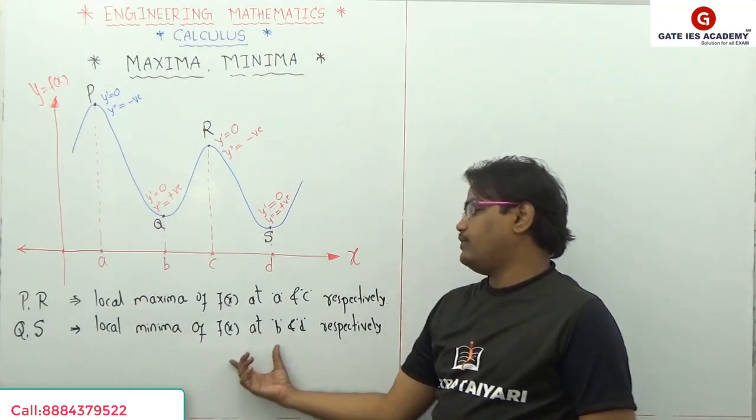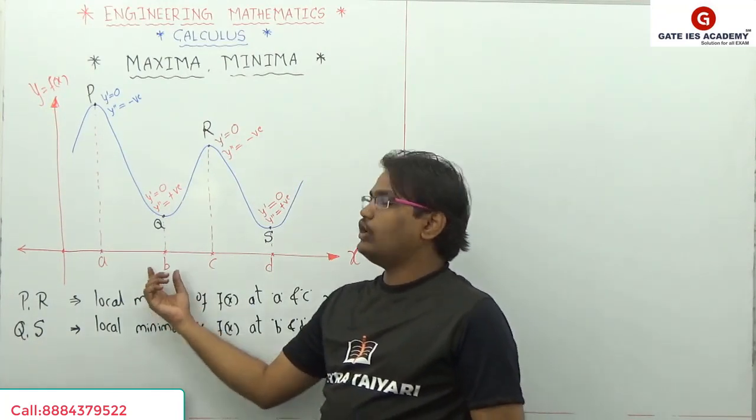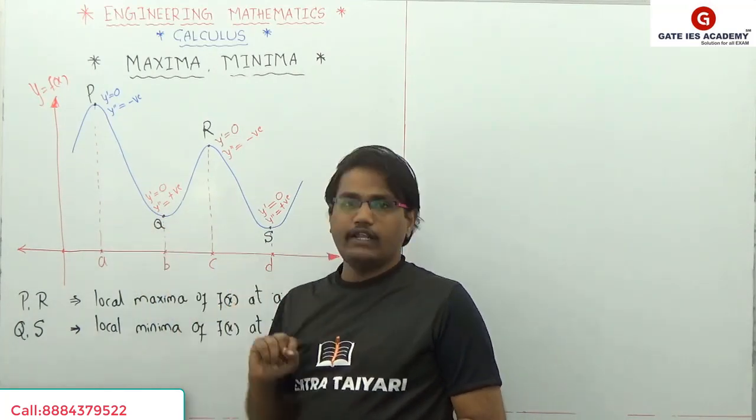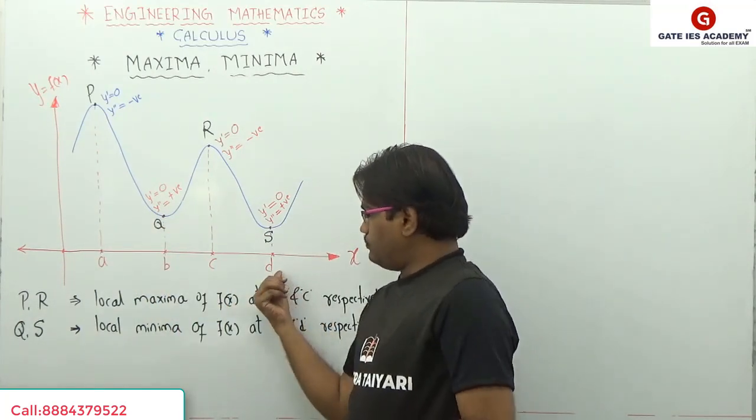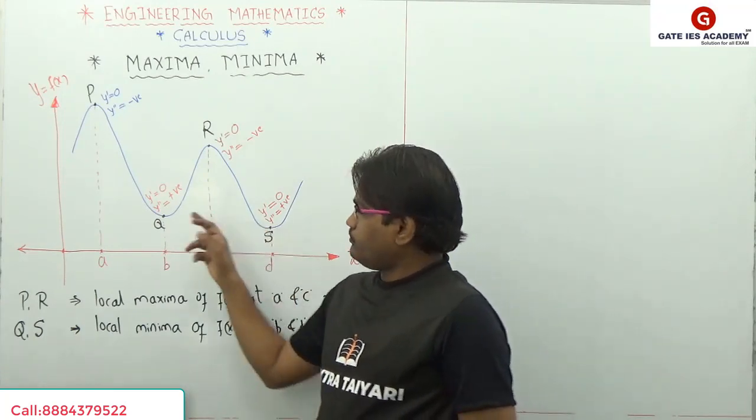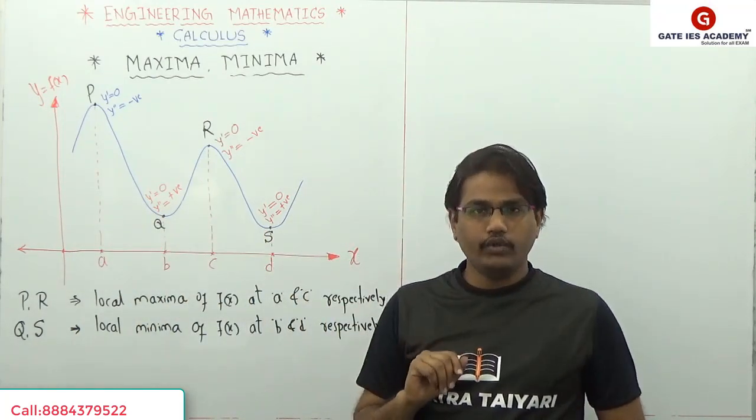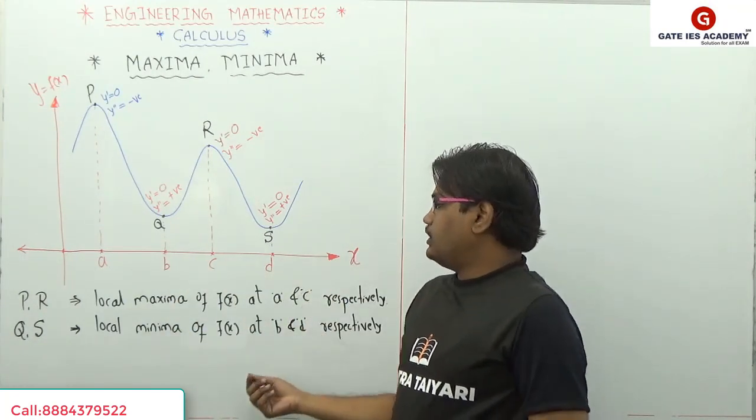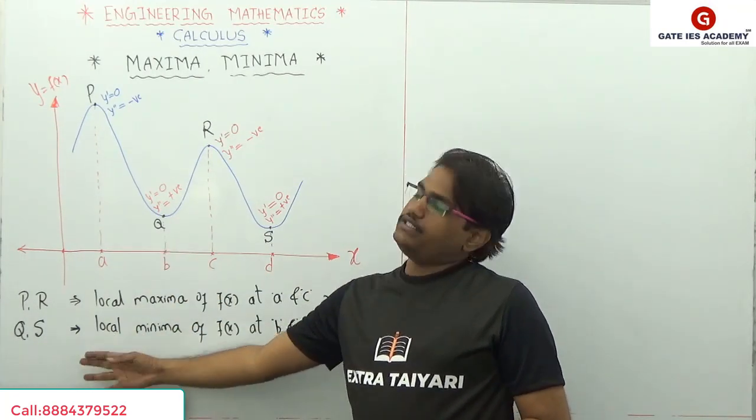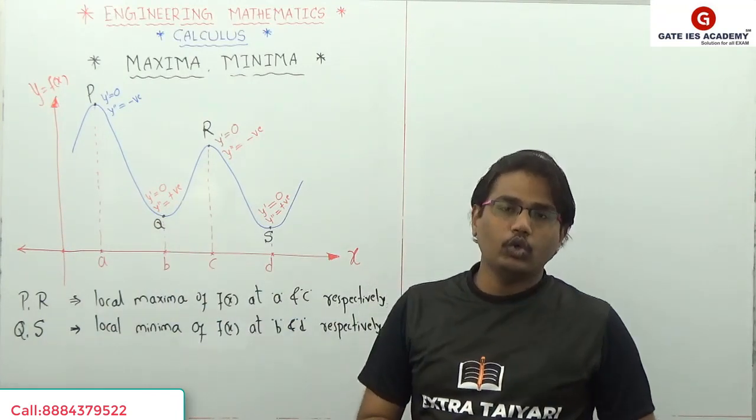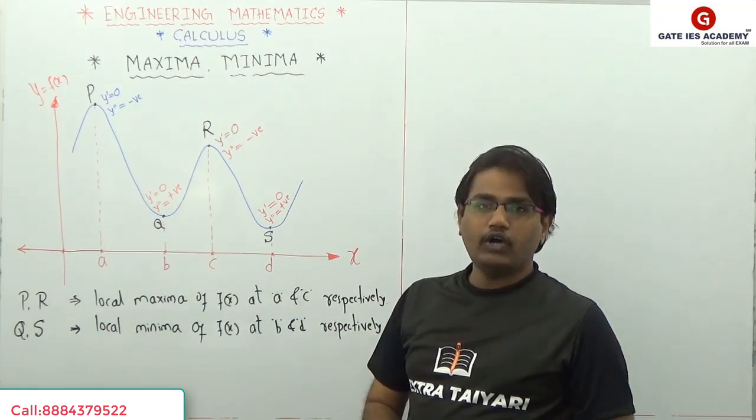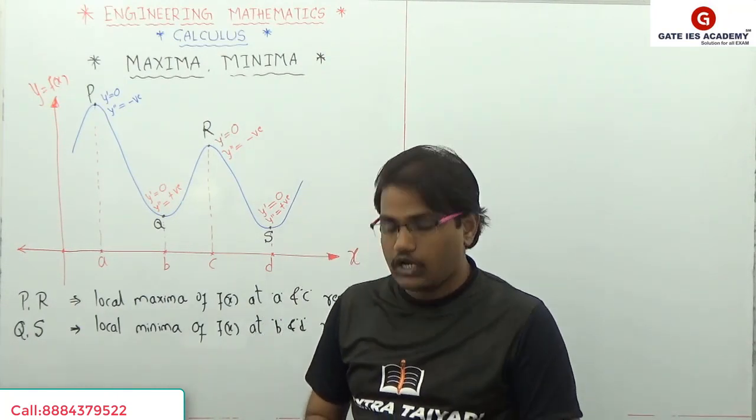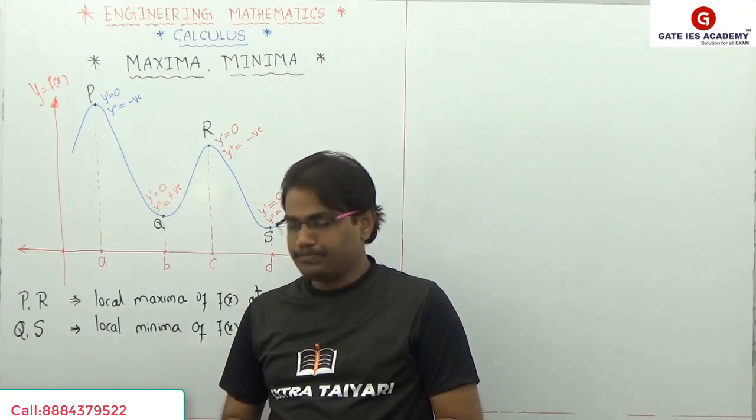So local minima of f of x at B and D. At what points are they there? At x equal to B, y has the value of Q. At x equal to D, what is y? y equals S. Right? So at B and D, Q and S, I can say they are the local minima. Now we will see how to find the maxima and minima of any curve or any function.